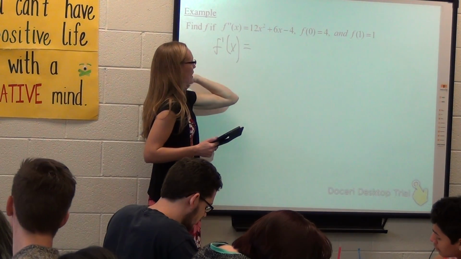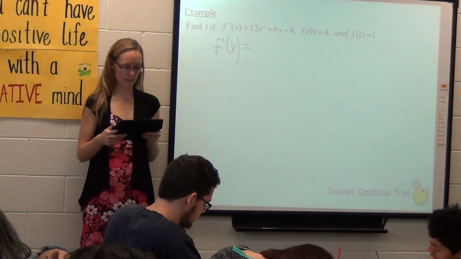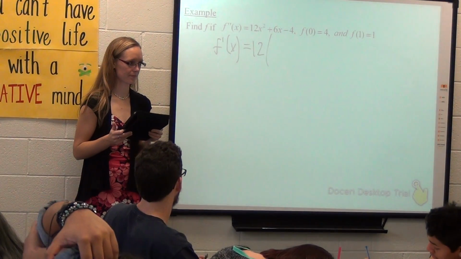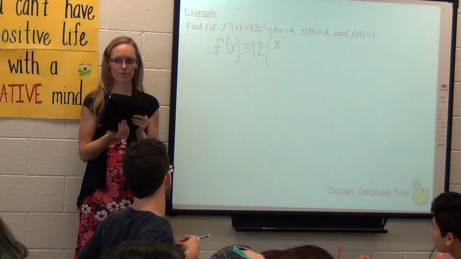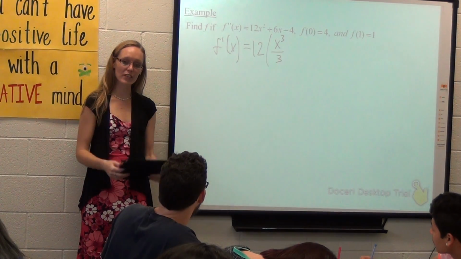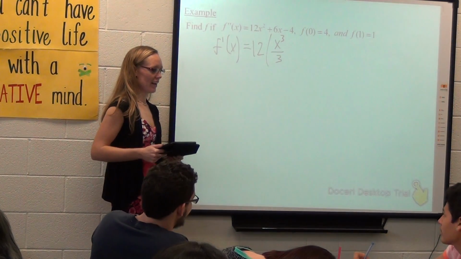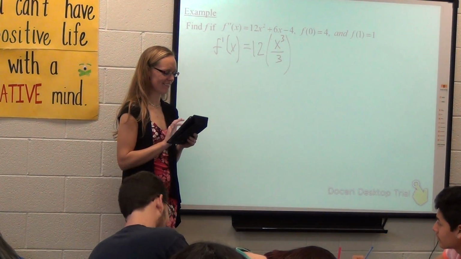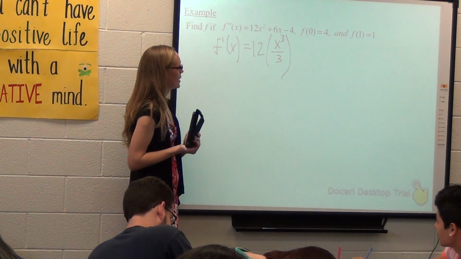For my second derivative, I have 12x squared. How do I underive 12x squared? Keep the 12 there, add 1 to the power and then divide by that answer.